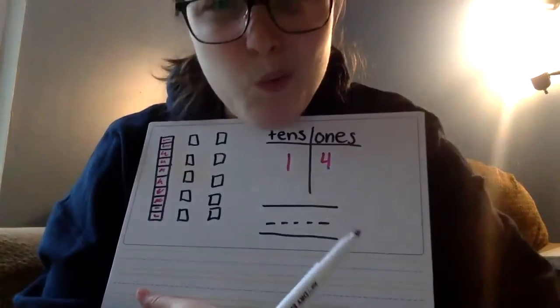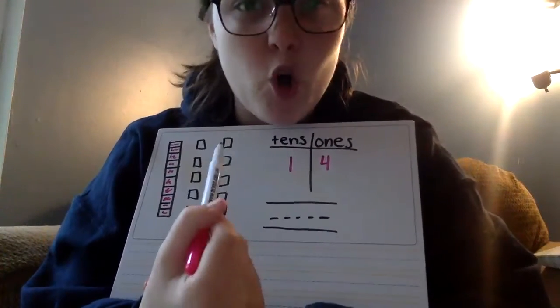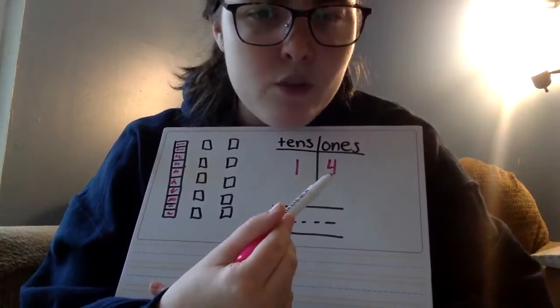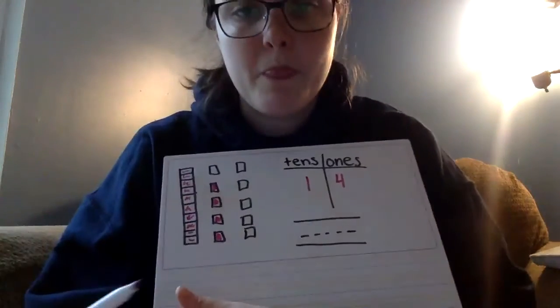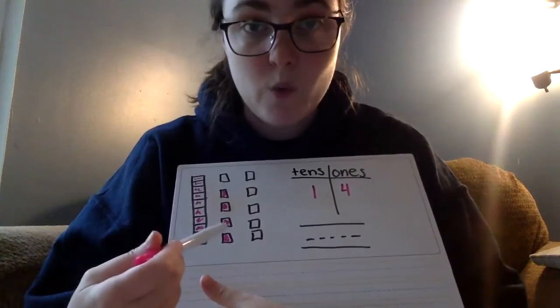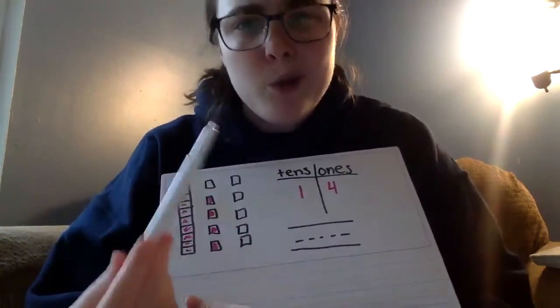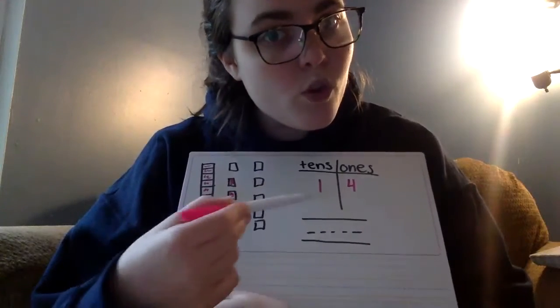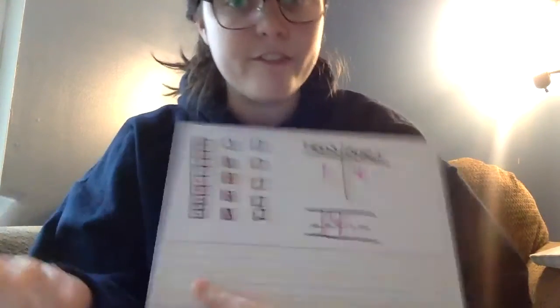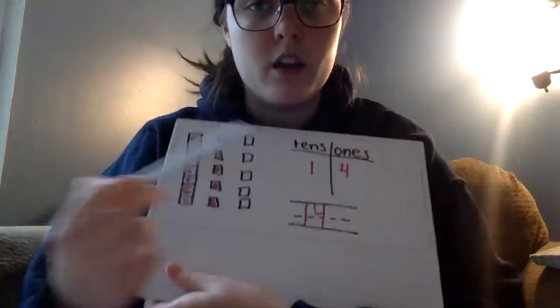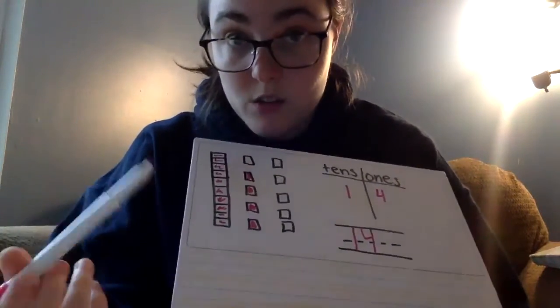I did that part. Now I'm going to look at the ones, and I'm reminding myself the ones are the ones that are all separated. And how many of those separated cubes am I going to have to color? Good, 4. So I'm going to color 4 of those. 1, 2, 3, 4. So I have 1 ten and 4 ones. Now I want to see what number that makes. I have 1 ten, so I'm going to write the number 1, and then I have 4 ones, so I write the number 4. And that equals 14.